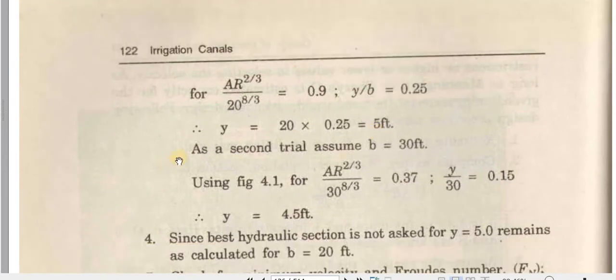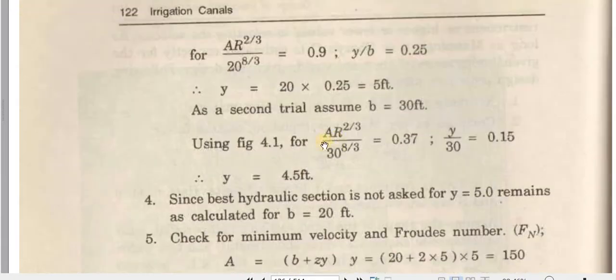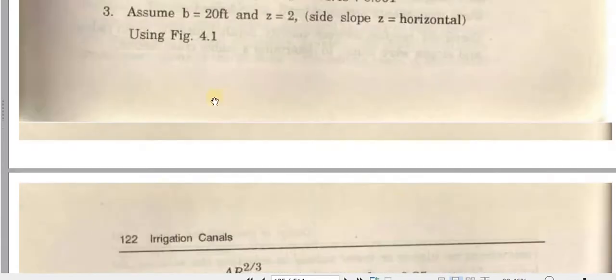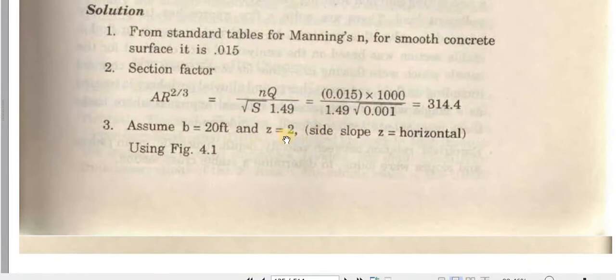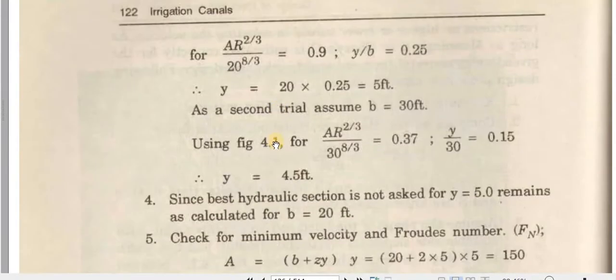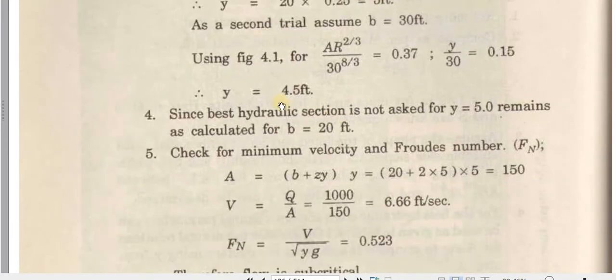In the second trial, we assume 30 feet width and the same side slope, Z is equal to 2 for the lined canal. In this case, we can calculate Y as 4.5. So there is a very minor difference in depth. At 3 feet we have 4.5, and at 20 feet we get a depth of 5 feet. So 20 feet bed width should be good in this case, and it is preferred.